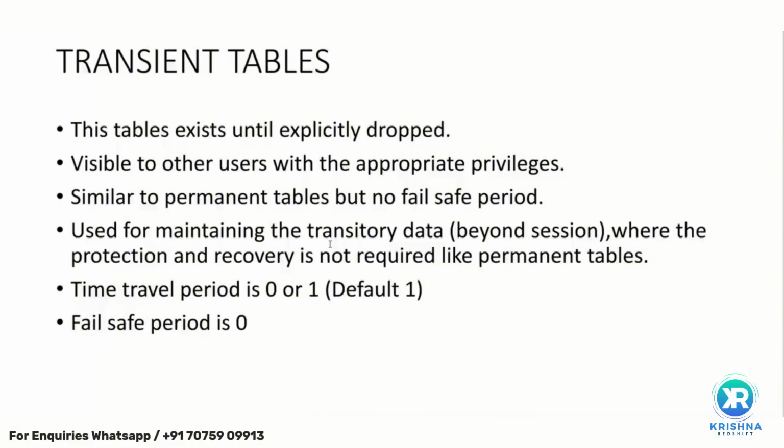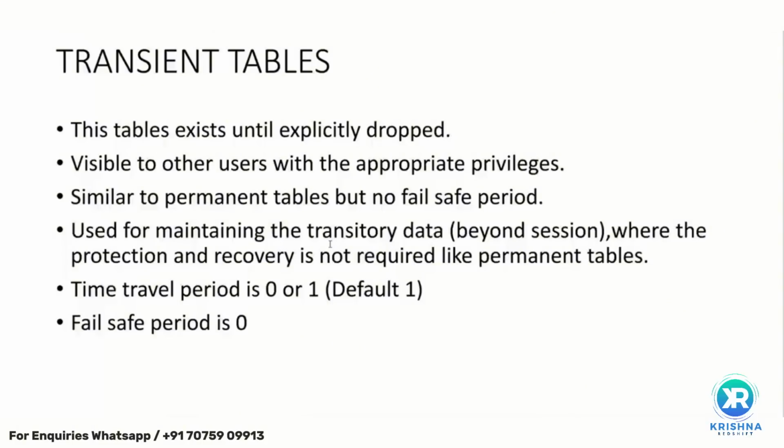Okay, so that fail-safe period is also 0 for transient tables. It means once it's dropped, that's it, it's lost. You cannot restore it back. So the difference between permanent tables and transient tables is that both exist until explicitly dropped. But the transient table's fail-safe period is 0, whereas the permanent table's fail-safe is actually 1 week.